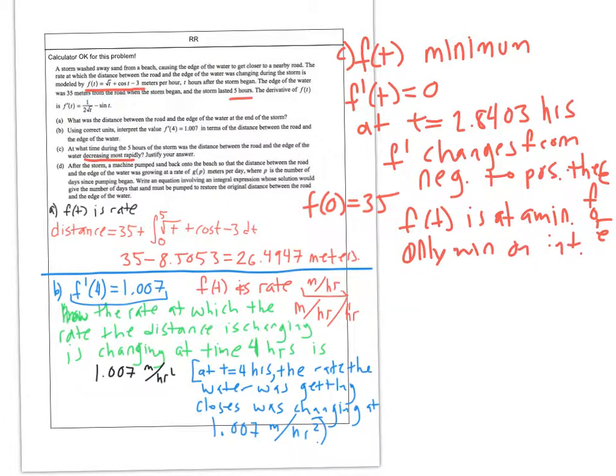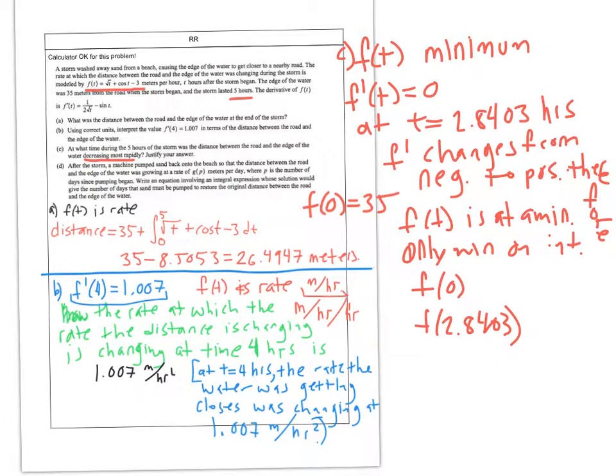The only other place that we have to check would be any endpoints. So we'd also probably have to find f of 0 and compare that to f of 2.8403. So f of 0, f of 2.8403, are the two things I need to look at. And I'm going to plug those into my original equation. I think I still have that more or less. No, I don't even bother in my calculator.